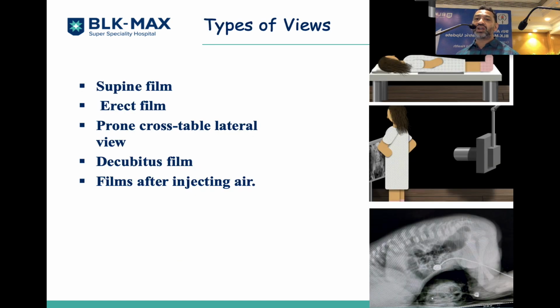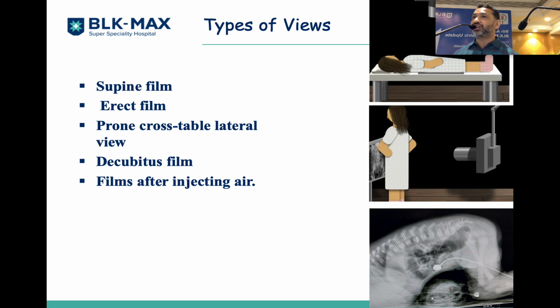Types of views depend on your requirement, what you want to see depending on the condition. You can order a supine film, erect film, prone cross-table lateral film, decubitus film, or sometimes you can use air as a contrast media and repeat the X-ray. As a surgeon, we usually prefer to have an erect film because the erect film gives us a very good idea about intestinal obstructions. It gives an idea about free air. So if you want to see air-fluid levels, it's always better to have an erect film.